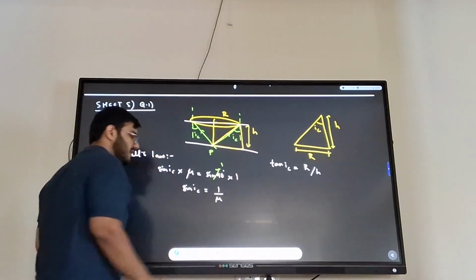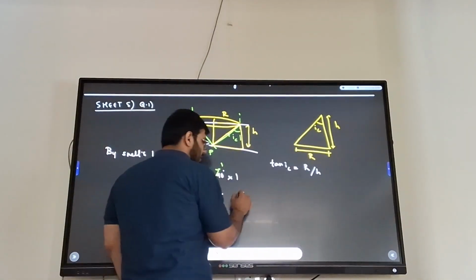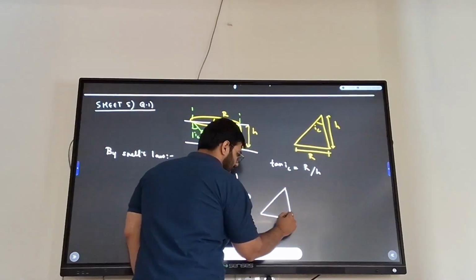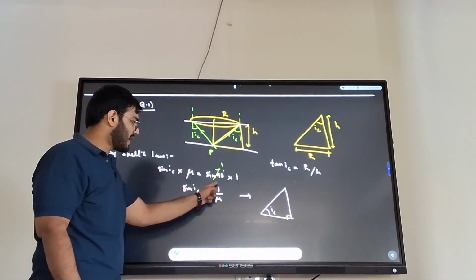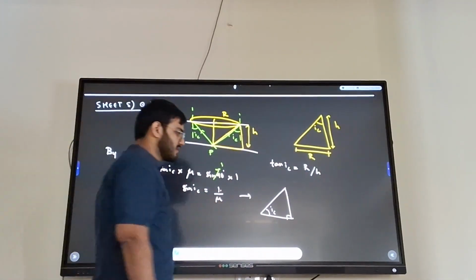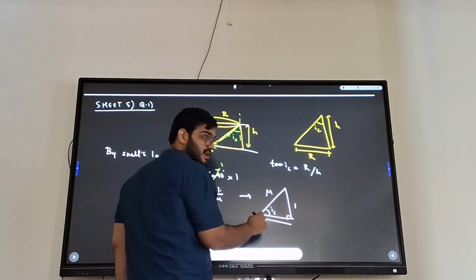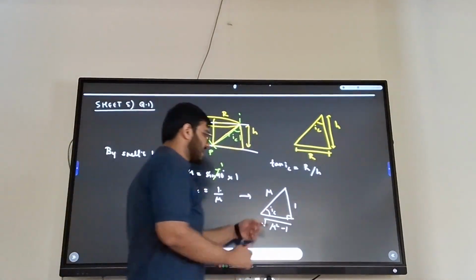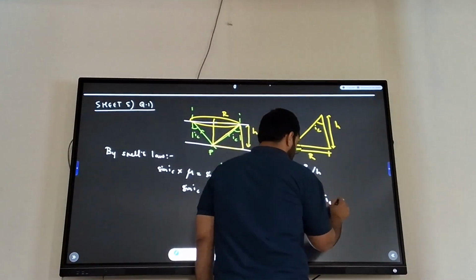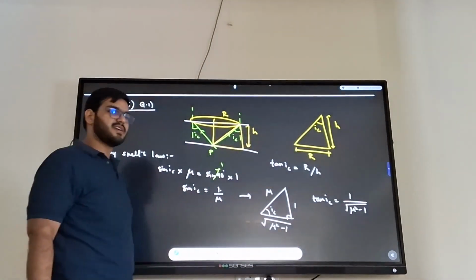1 by mu. If you know sine, can you make a triangle and find tan? Do you know how to do this? Make a triangle, a right angle triangle. Find IC in this. This is my IC, then this is my opposite, this is my hypotenuse. Then the adjacent will come from Pythagoras. Is it all okay? Then what will be tan IC from here? 1 by root of mu squared minus 1.